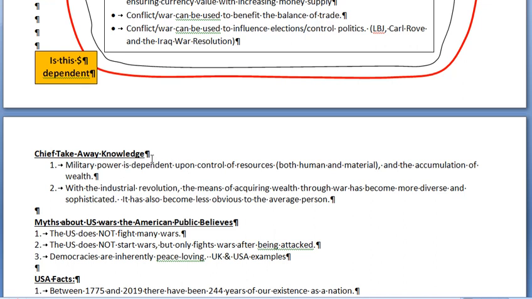So, the chief takeaway knowledge here is that military power is always dependent upon control of resources, both human and material, and the accumulation or concentration of wealth. With the Industrial Revolution, the means of acquiring wealth through war has become more diverse and sophisticated, and the war itself, apart from controlling resources, is an economic stimulus in and of itself in modern industrial warfare.